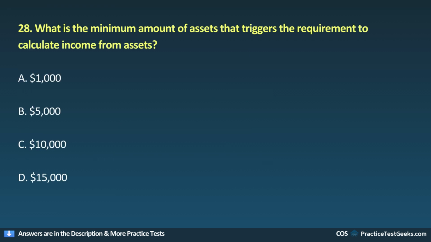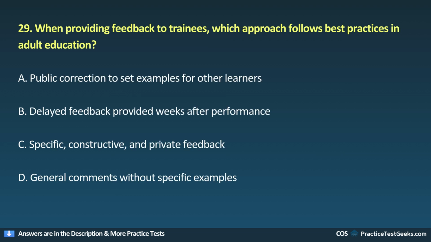28. What is the minimum amount of assets that triggers the requirement to calculate income from assets? A. $1,000. B. $5,000. C. $10,000. D. $15,000. 29. When providing feedback to trainees, which approach follows best practices in adult education?